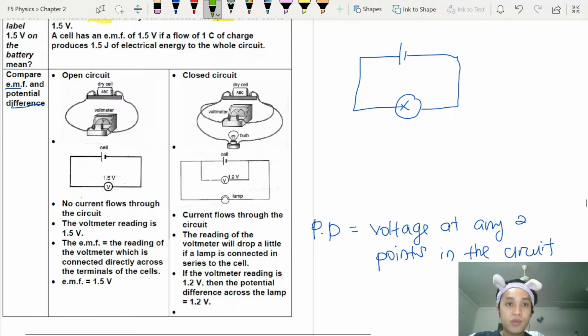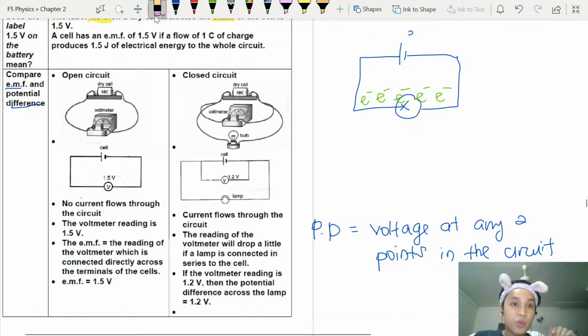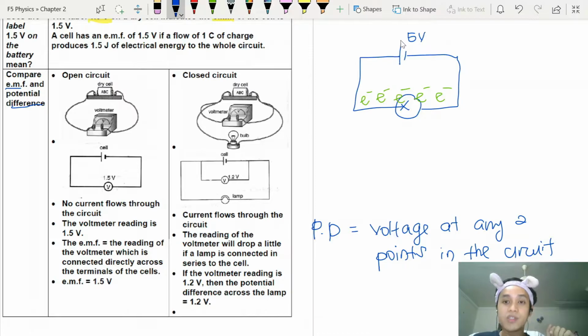You need to remember that when we talk about voltage, we're referring to the energy in the electrons. So when the electrons travel in the circuit, for example from here to here, they release the energy that they have. Let's say my battery is giving them 5 volts. Every time the electron moves in the circuit, they release 5 volts into the circuit.